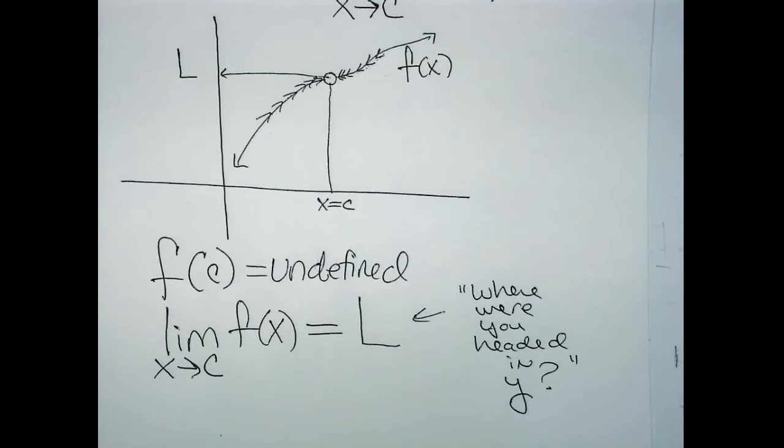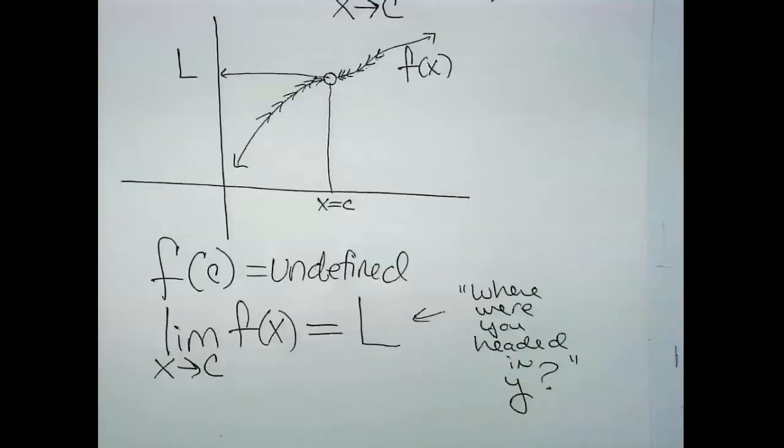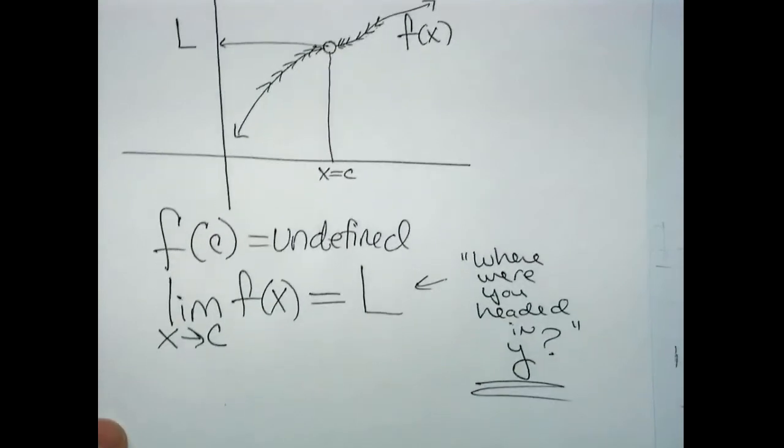Now, I think it's interesting to note that that is truly the question you should be asking. Where was I headed? We actually don't care what the f of c is. I don't care if the f of c is defined. I don't care if the f of c is L, or if the f of c is k or some other value, a million or a billion. It doesn't matter. The question is, for a limit, where were you headed? Not what is the function value. Sometimes it is the function value, but other times it is not. So that's the big question. Where were you headed?